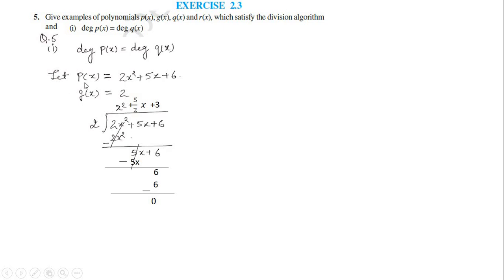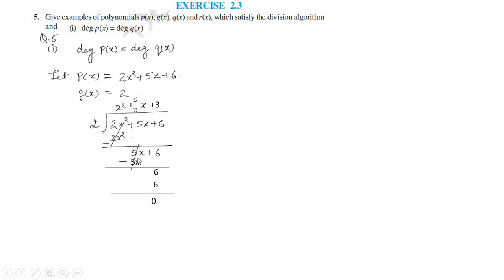I have taken randomly one polynomial, 2x square plus 5x plus 6, and randomly another polynomial g(x) as 2. So when I divide 2x square plus 5x plus 6 by 2, I would get x square. Once you divide 2x square by 2, you will get x square in the first part of the quotient polynomial. So x square multiplied by 2 is 2x square. Then when it gets cancelled, you will be left with 5x plus 6.